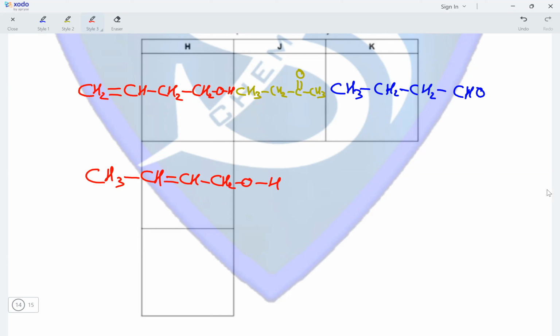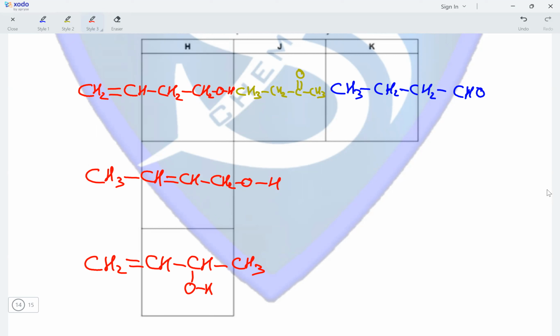Or we can have the first structure drawn again, but the OH group changing its position from the terminal carbon atom to the carbon atom adjacent to it on the left. So it would become CH2 double bonded to CH, single bonded to CH, then OH on this carbon atom, and then single bonded to CH3. So here in total, we've got four carbon atoms, eight hydrogen atoms and one oxygen atom, making this structure correct as well.